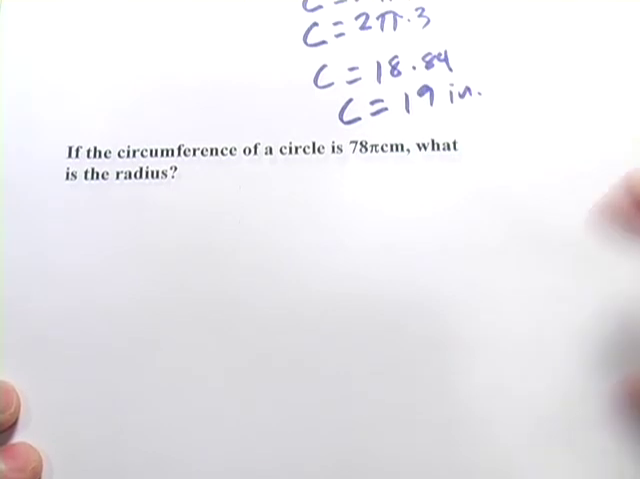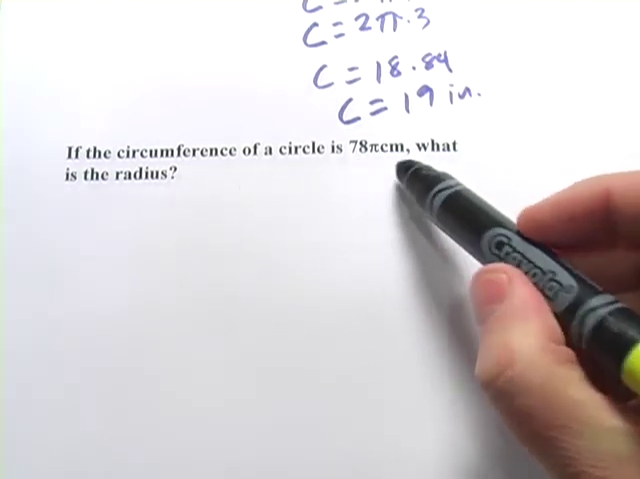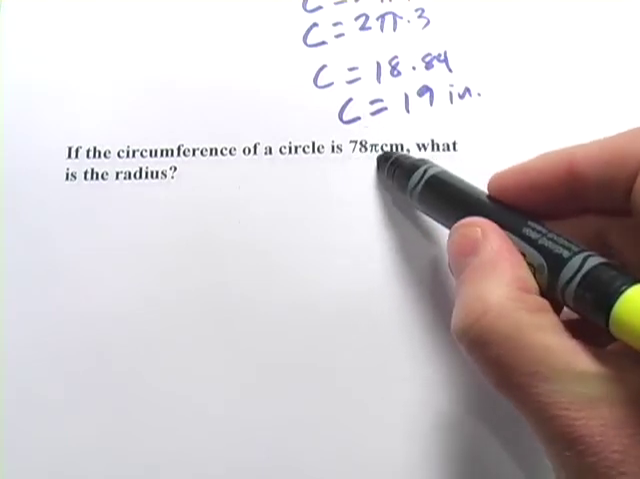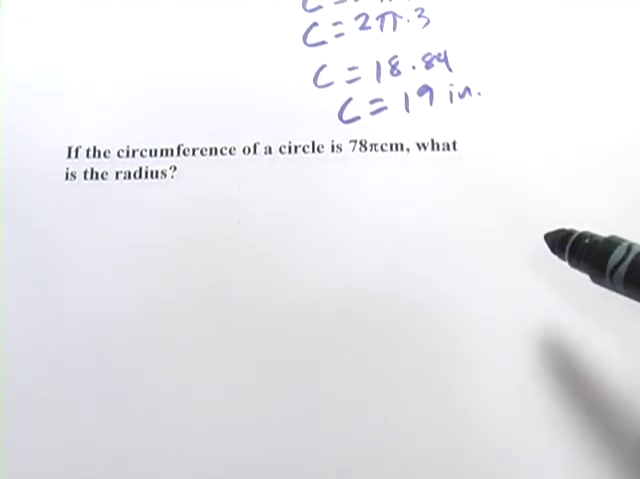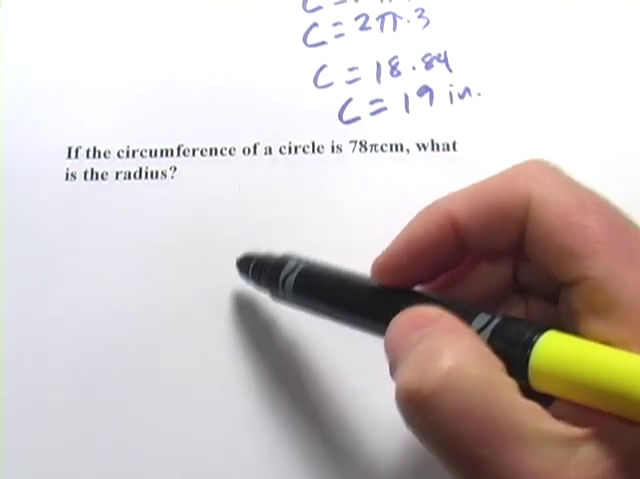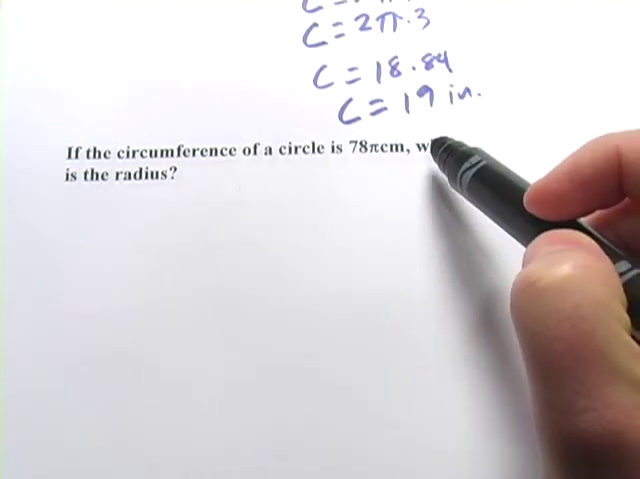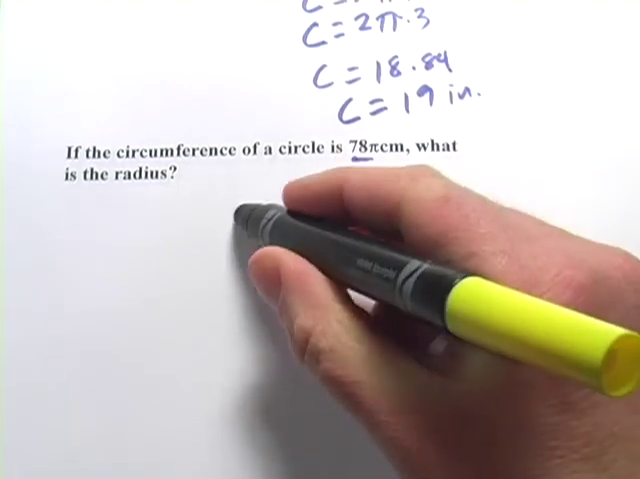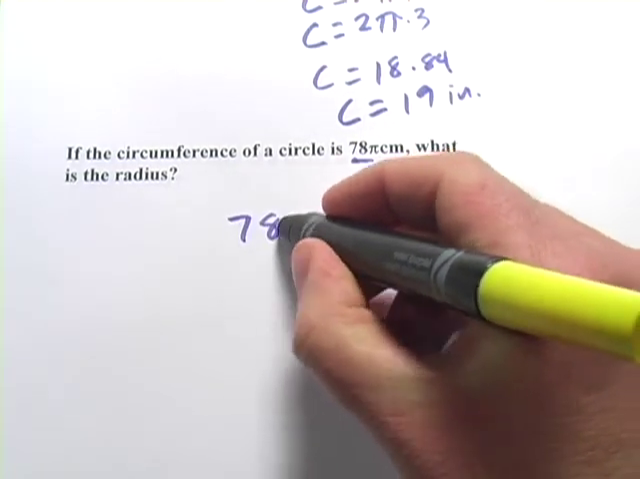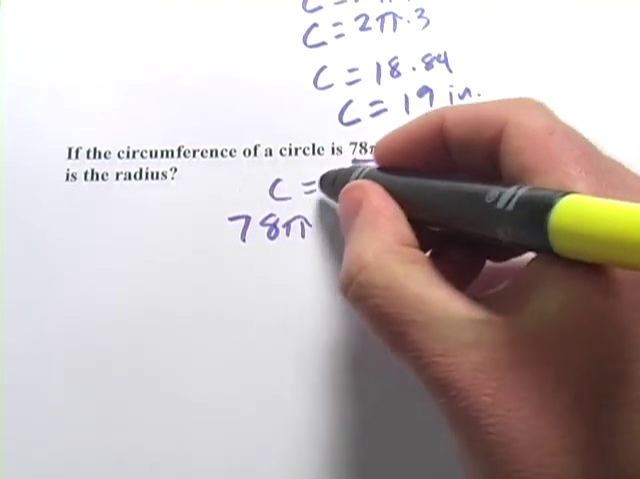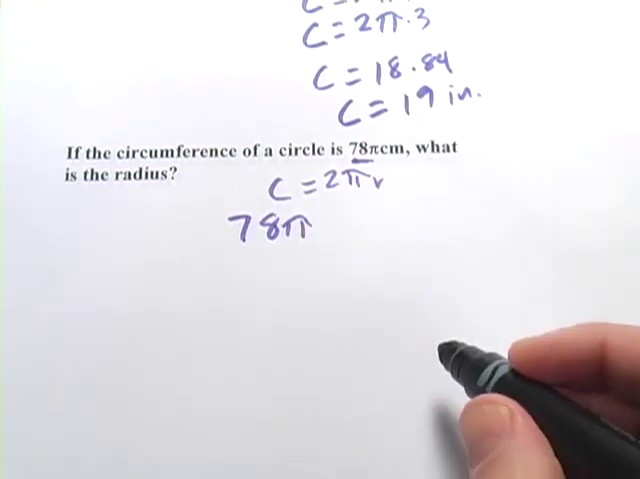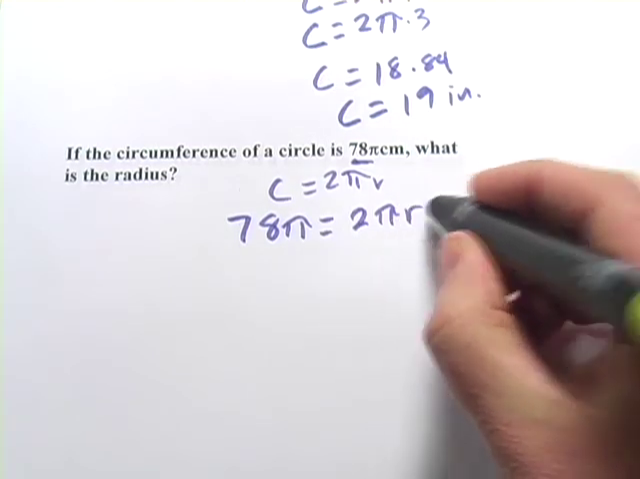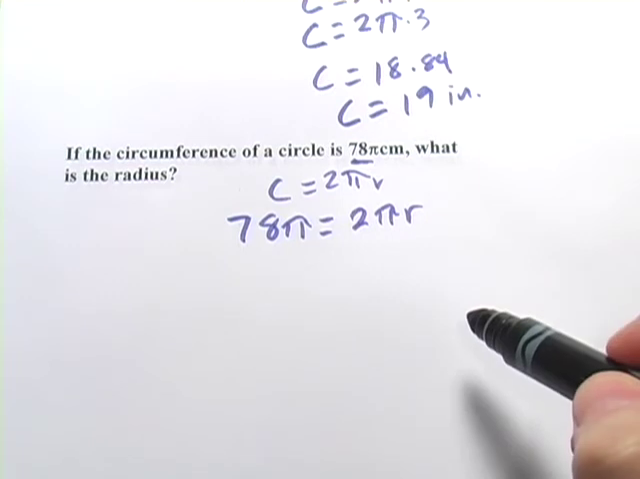This one says, if the circumference of a circle is 78 pi centimeters, so 78 times pi, you could calculate this out to be a decimal, but they're giving it to us as 78 times pi, then what is the radius? So it's the same formula, but in this case we're not solving for c. We have c. They're telling us c is 78 pi. So let's just go ahead and plug that in, 78 pi, and remember our formula is circumference equals 2 times pi times r. So that equals 2 times pi times r. And we want to find r here.